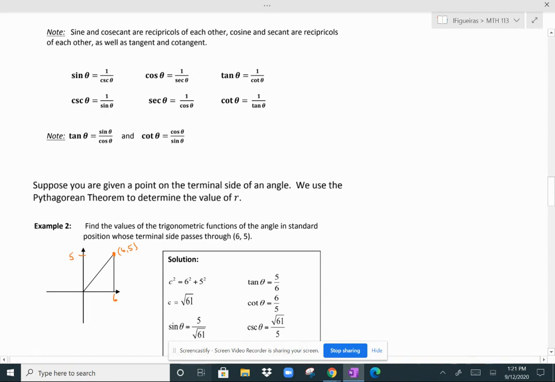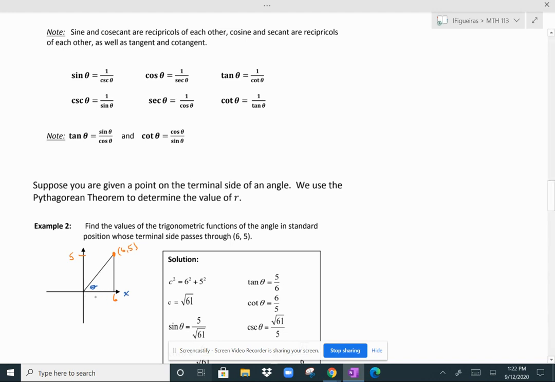So here we have: find the values of the trigonometric functions of the angle in standard position whose terminal side passes through the point (6, 5). So here's my triangle. This is the angle that's created by the initial side that starts on the x-axis and the terminal side that goes through this point right here, (6, 5). All right, so in order for me to identify the 6 trigonometric functions, I need to know the 3 sides of the triangle.